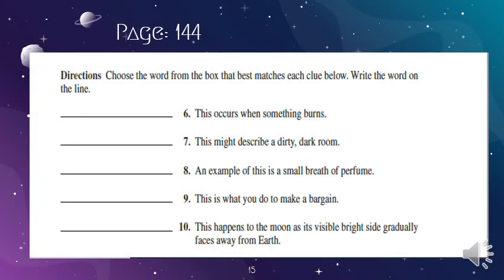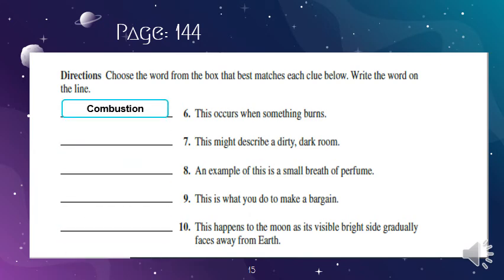Choose the word from the box that best matches each clue below. Write the word on the line, so we have this clue on the previous slide. We're going to use the box. This occurs when something burns. So if we have burns, we are talking about combustion.